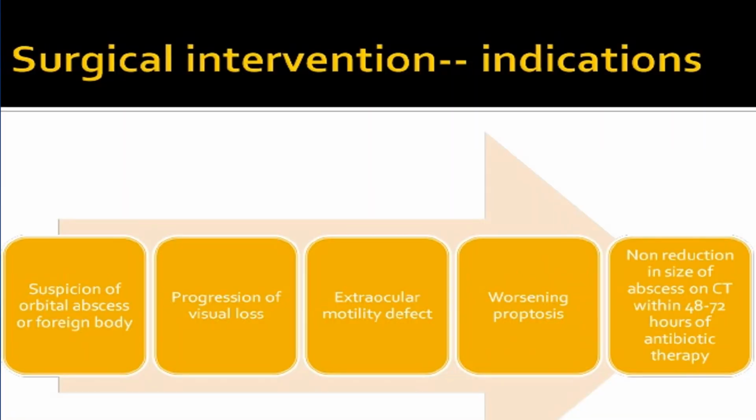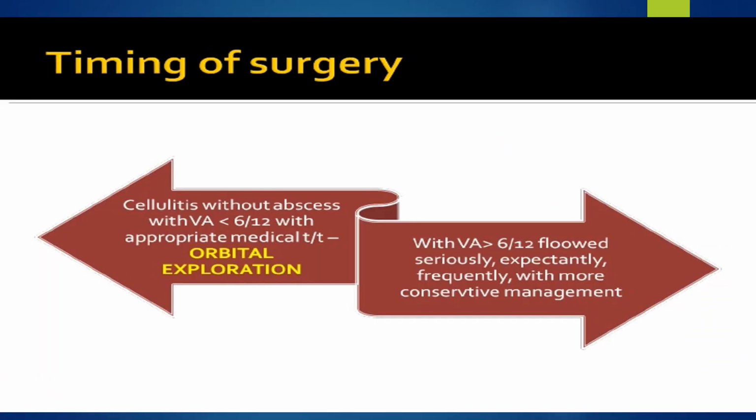Surgical intervention is required when there is suspicion of orbital abscess or foreign body, progressive loss of vision, defective extraocular movement, worsening of the proptosis, and non-reduction in the size of the abscess on CT scan within 48 to 72 hours of antibiotic therapy.